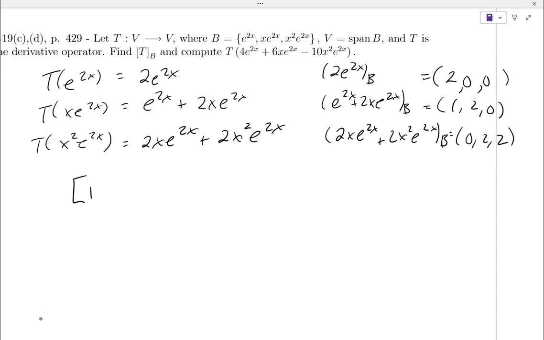So then again, our matrix will be, we take those coordinate vectors and write them as columns. So we'll have 2, 0, 0 down the first column, 1, 2, 0 down the second column, 0, 2, 2 down the third column.